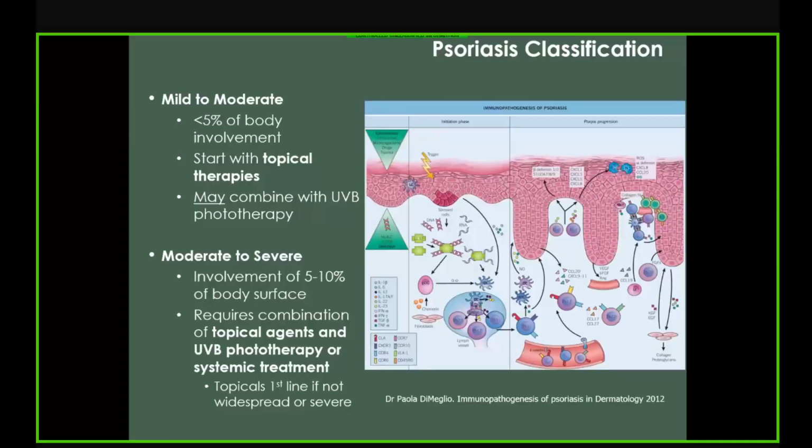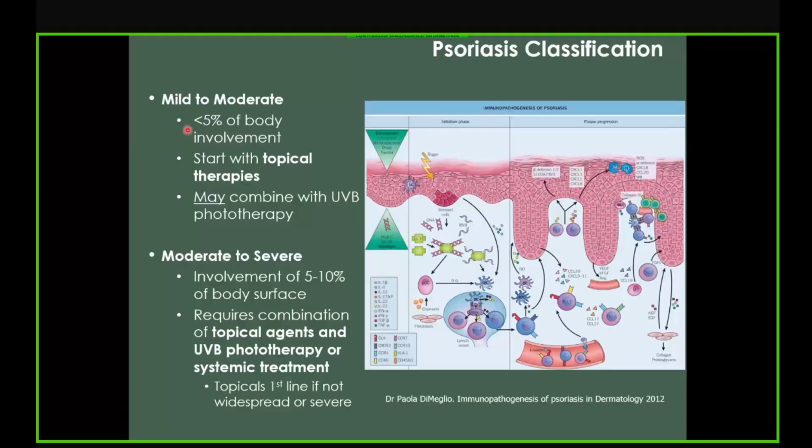Now, what I do need you to look at is your mild to moderate versus your moderate to severe. The treatment will vary depending on what is going on with your patient. I will tell you if it's mild, moderate, or severe. The classification depends on how much of their skin is affected. So less than 5%, we can start with topical therapies, and we can potentially combine that with UVB phototherapy. My moderate to severe patients have a greater extent of body involvement.